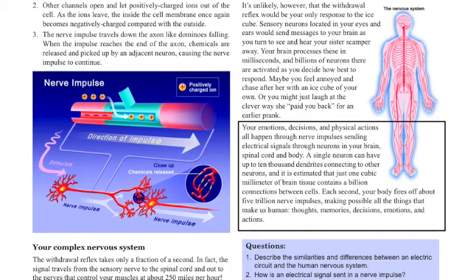Your emotions, decisions, and physical actions all happen through nerve impulses sending electrical signals through neurons in your brain, spinal cord, and body. A single neuron can have up to 10,000 dendrites connecting to other neurons, and it is estimated that just 1 cubic millimeter of brain tissue contains a billion connections between cells. Each second, your body fires off about 5 trillion nerve impulses, making possible all the things that make us human: thoughts, memories, decisions, emotions, and actions.